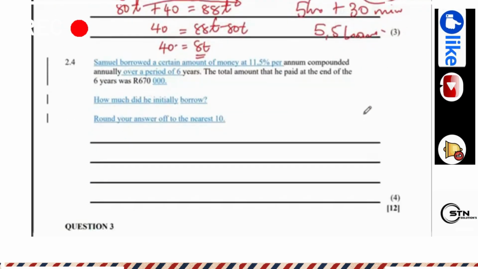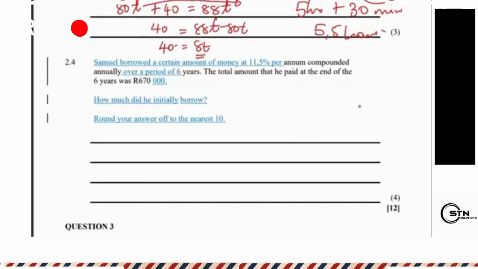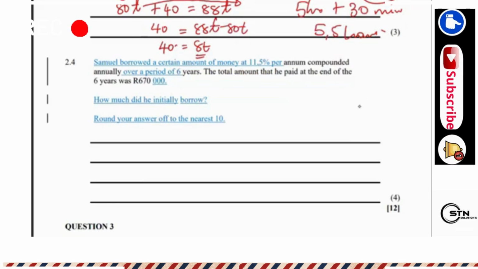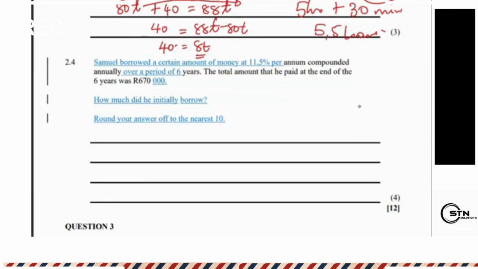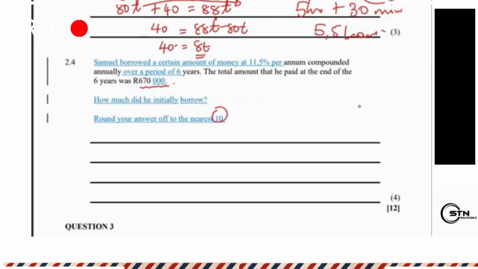Okay, then 2.4. They're telling us that somebody borrowed a certain amount of money at 11.5% per annum compounded annually over a period of 6 years. The total amount that he paid at the end of the period was 670,000. How much did he initially borrow? Must round off to the nearest 10.